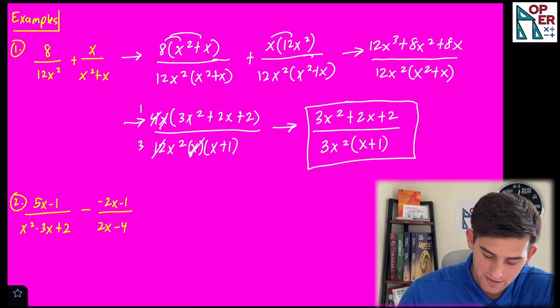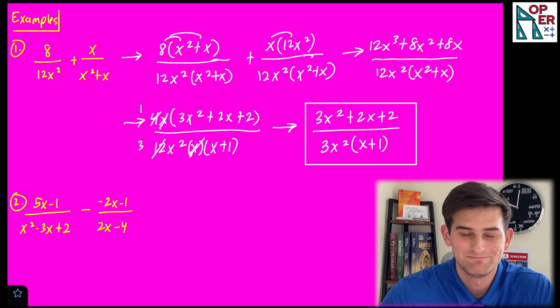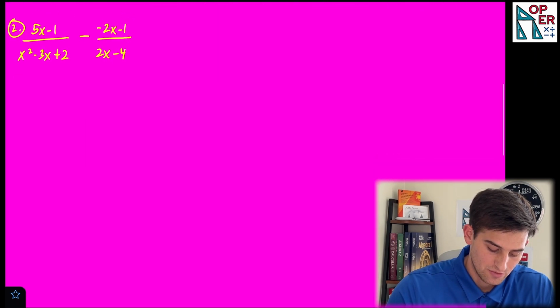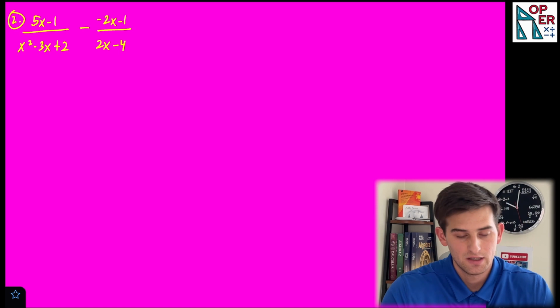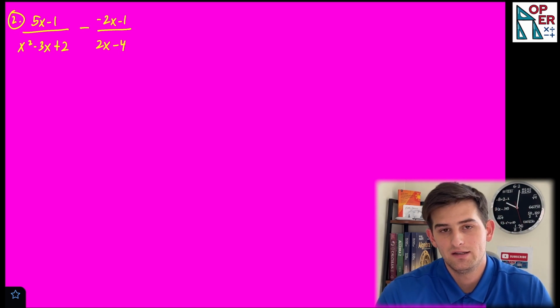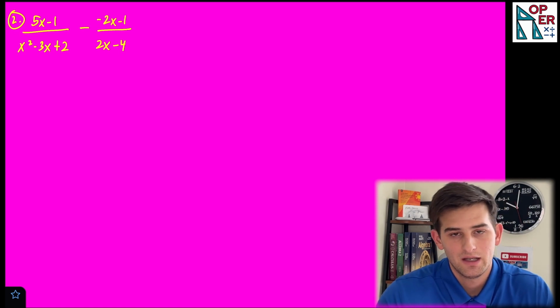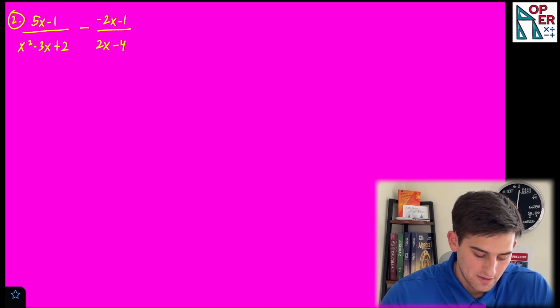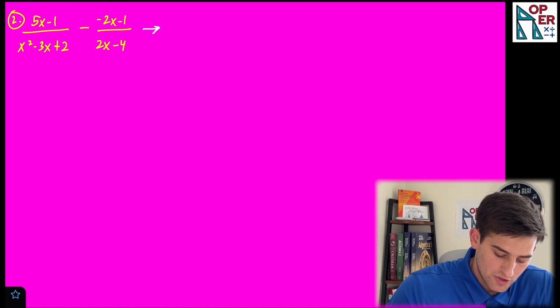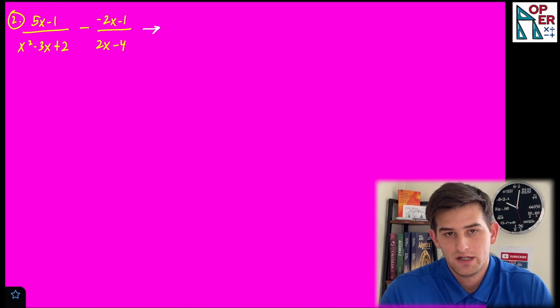And that'd be our final answer for number 1. All right, now number 2, we're going to go with another method here. So basically we're going to go ahead and find the least common denominator and work with that, okay? So in order to do that, let's go ahead and factor our denominators.